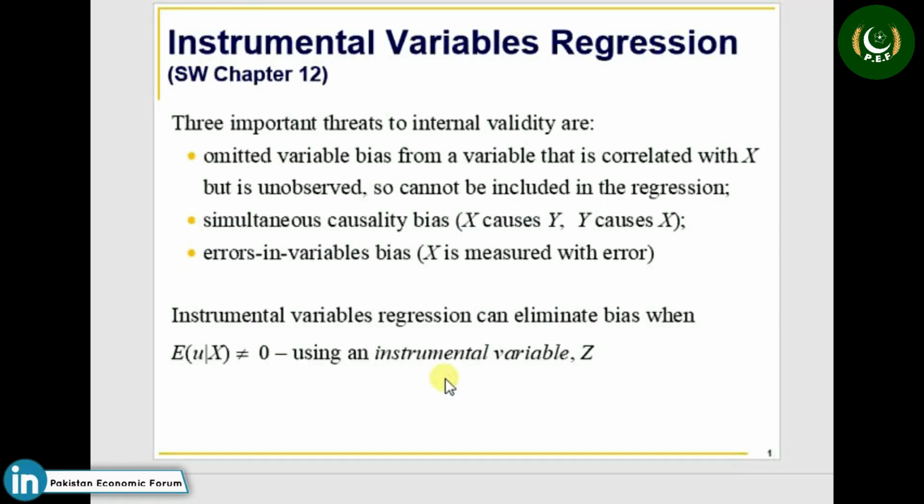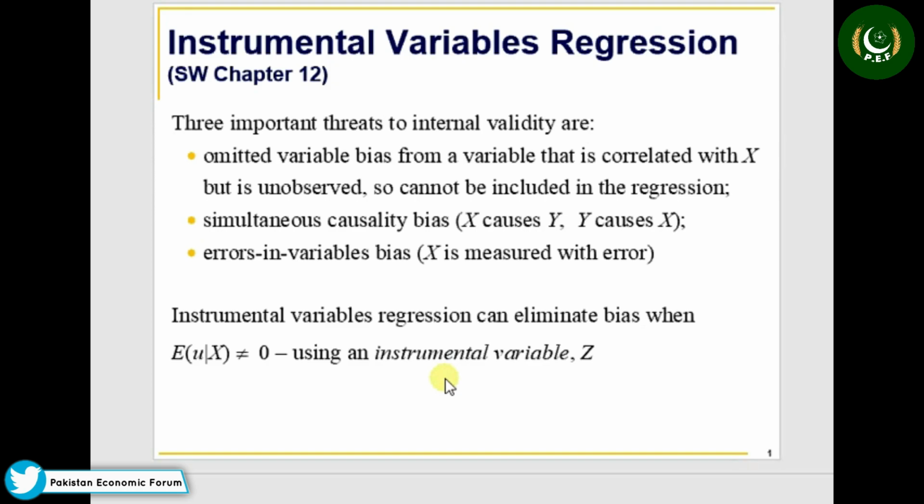Econometrics in practice, level 2. In level 2 we will discuss instrumental variable regression, regression discontinuity designs, difference in difference estimators, and some other things. So it's better to complete the previous videos, watch them, and practice.